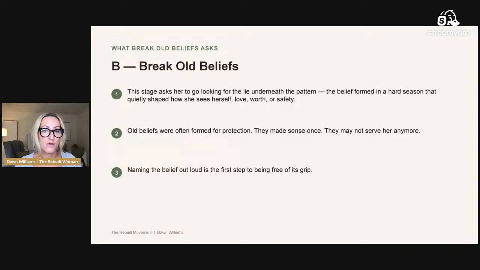Old beliefs were often formed for protection. They made sense once. They do not serve her anymore. Naming the belief out loud is the first step to being free from its grip. Okay, so when I did the first session, which is radical acceptance, one of the things I asked everybody to do is radically accept their circumstances.